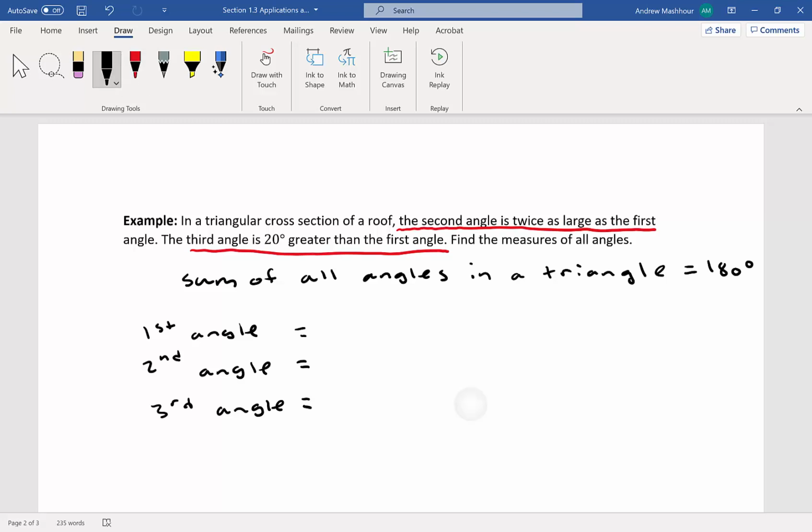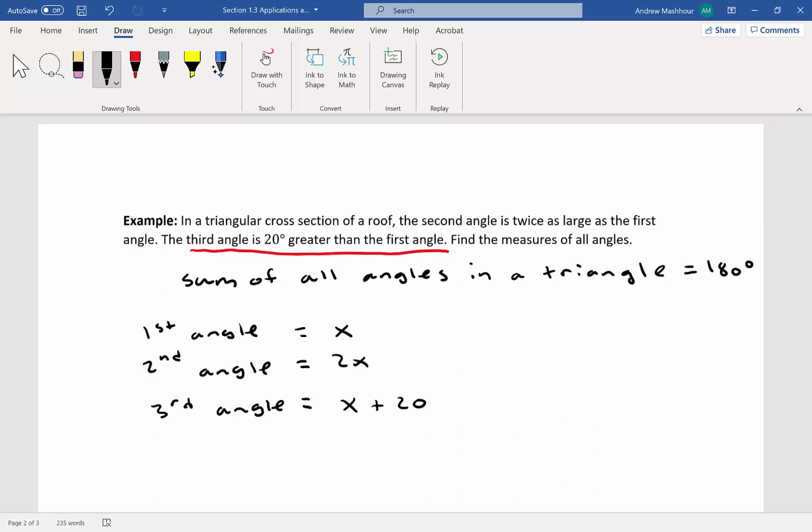So what we could do is let that first angle be x, and now we could write out an expression for the other two unknowns, for the second angle and the third angle. Well, it says the second angle is twice as large as the first angle. So if our first angle is x, that means our second angle has to be 2x. That would be twice as large as the first one. Then we're given that the third angle is 20 degrees greater than the first angle. Well, if our first angle is x, then 20 degrees greater than it would be x plus 20. So we have expressions for all of our unknowns.